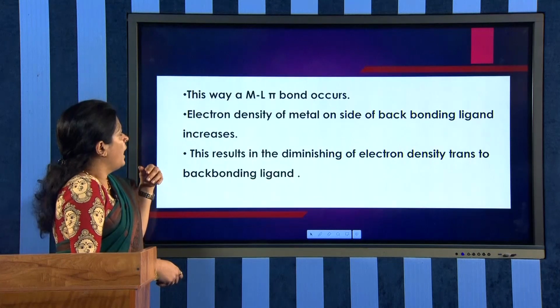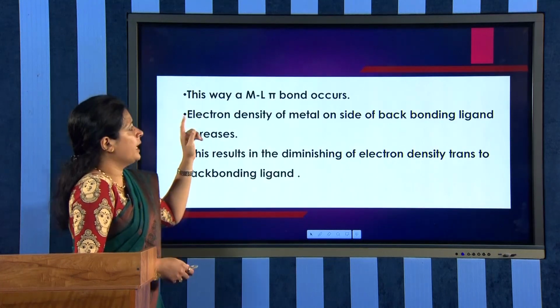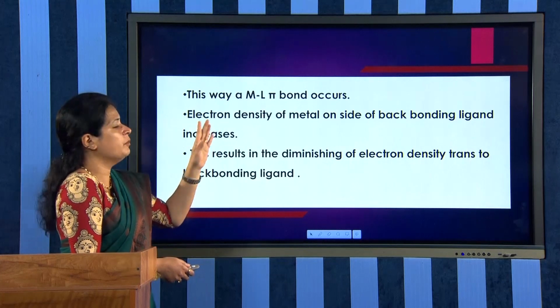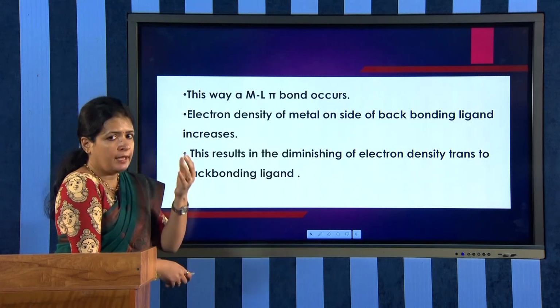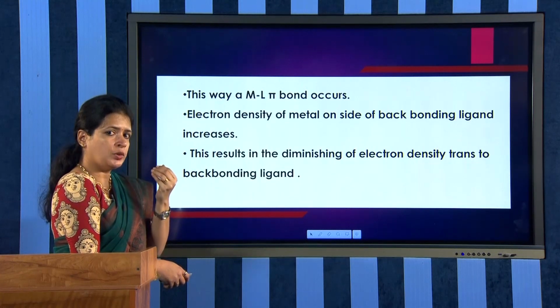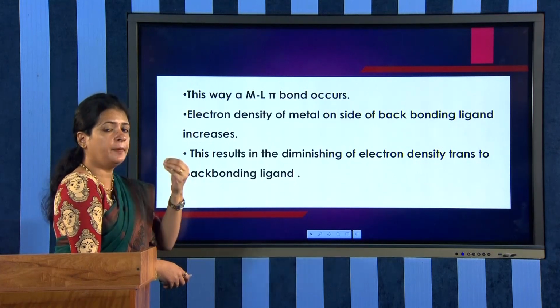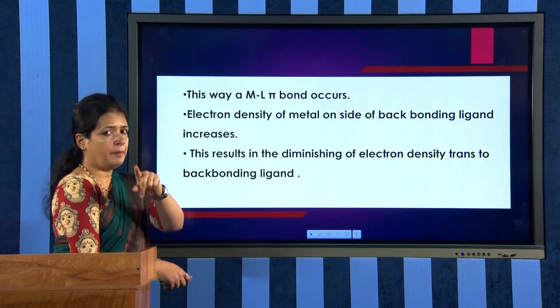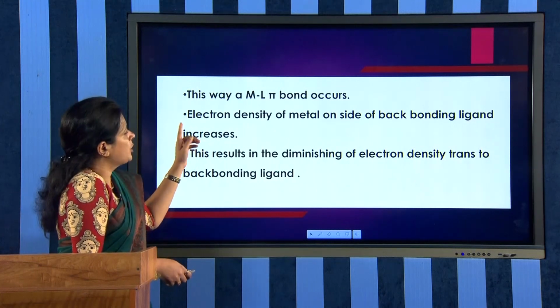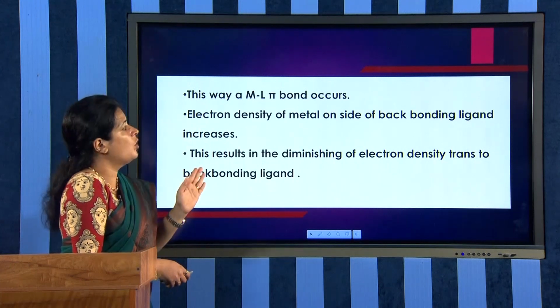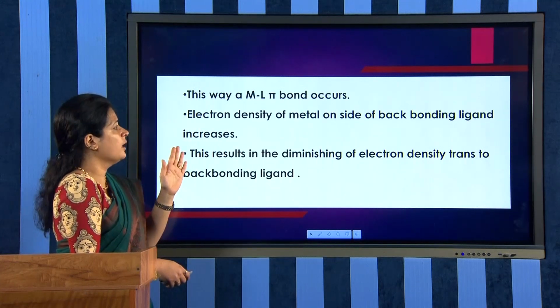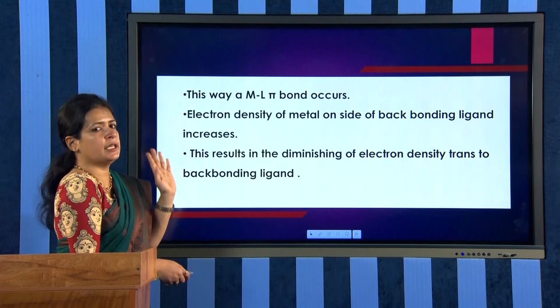Okay. And now what happens? This way a metal-ligand pi bond occurs. How does the metal-ligand pi bond occur? They will be accepting electrons from the metal into the pi star orbital of the pi bonding ligand. And now, what happens to the electron density? The electron density of the metal on the side of the back bonding pi bonding ligand increases.